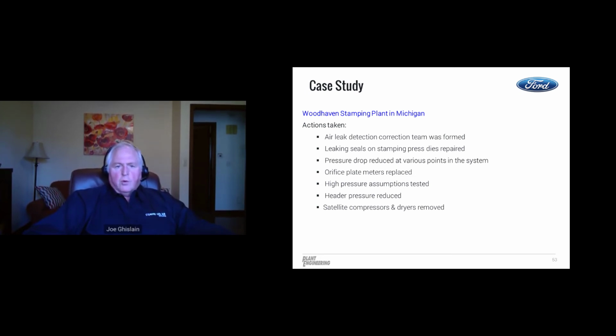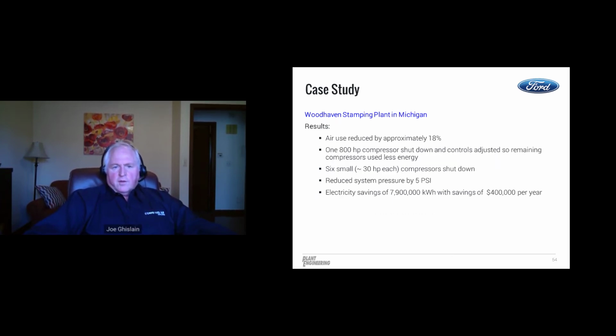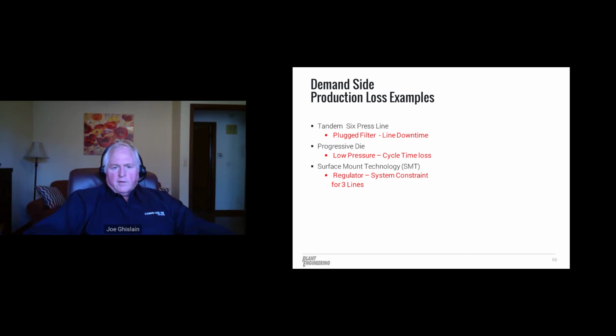They did a leak correction program. They went through and reduced the pressure drop in the system. They got rid of orifice plates and replaced those. They tested high pressure requirements that they thought were needed that weren't. And then satellite compressors and dryers were removed. The results were they reduced the consumption by 18%. They were able to shut off one 800 horsepower centrifugal, those 6 small booster compressors, and reduced it by 5%. And they saved 7.9 million kilowatt hours of energy and over $400,000 a year. Huge pieces of it.